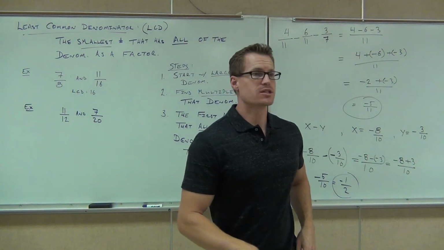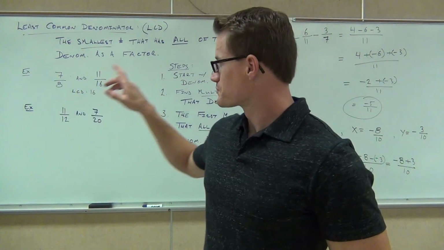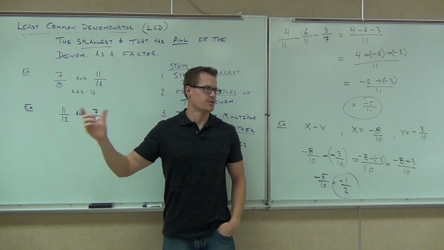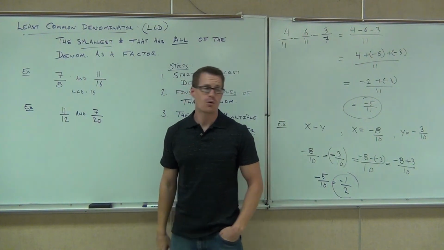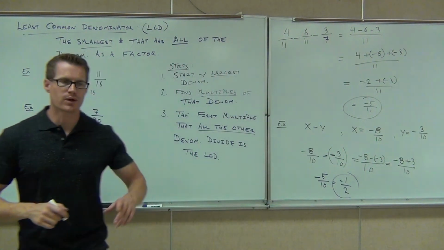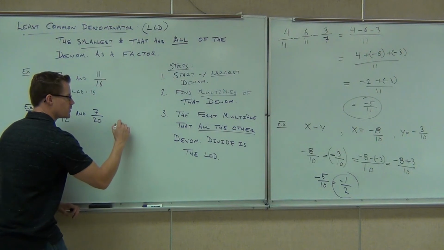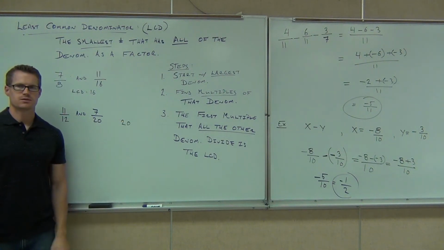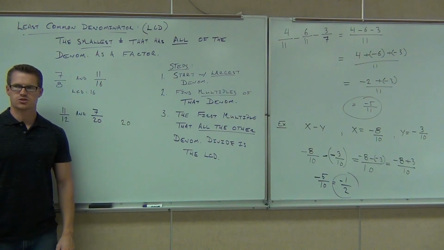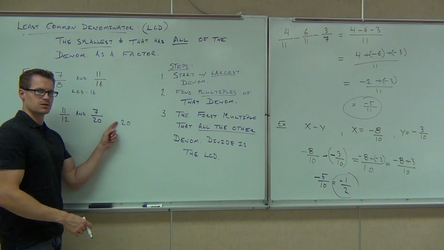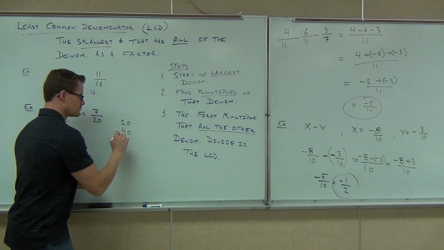Okay, we're going to find our LCD. So the first thing we're going to do, locate your largest denominator. Notice how the numerator really doesn't play a part in this right now. We're just looking at the bottom of our fractions. What's the largest one? 20. So we're going to start finding multiples of 20. The first multiple of 20 is 20. Does 12 go into 20? No. What's the next multiple of 20? 40.